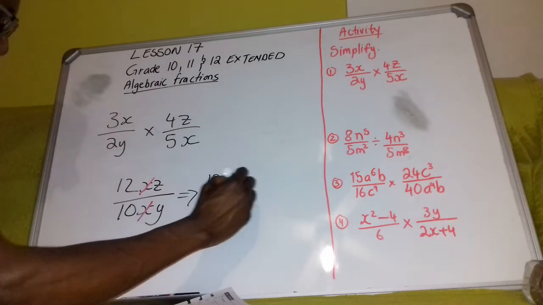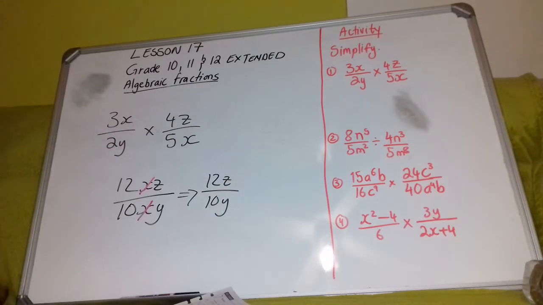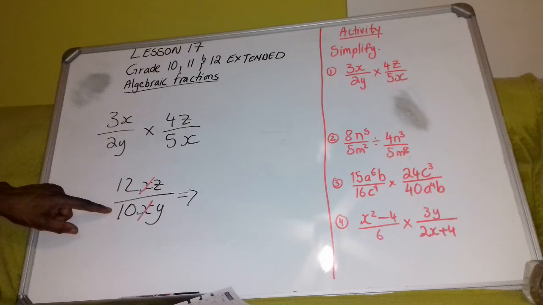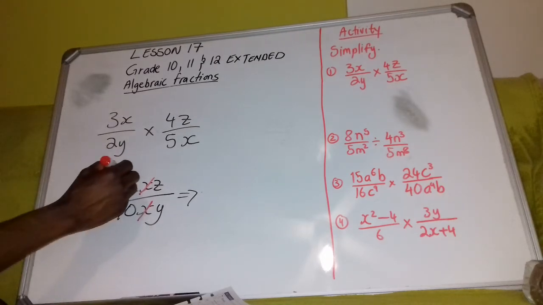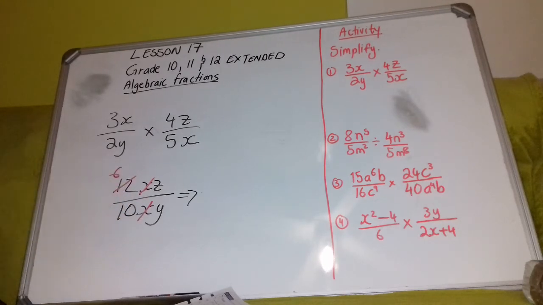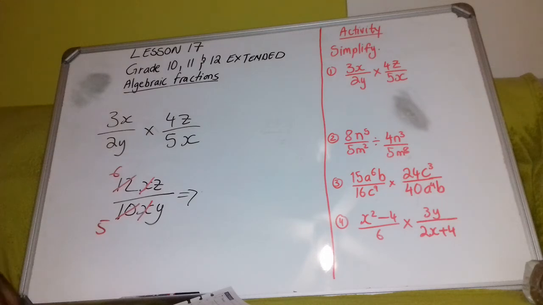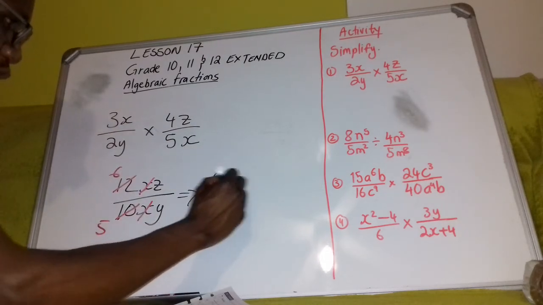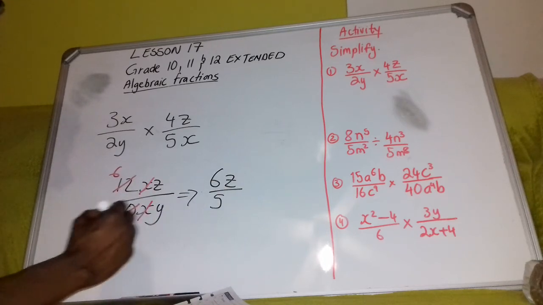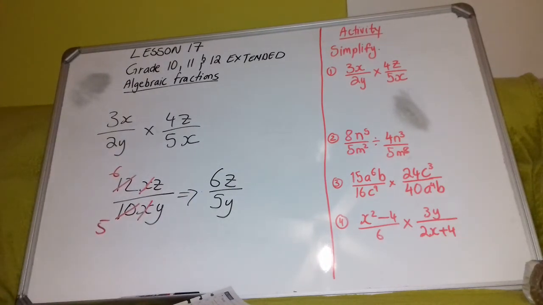Now, because there's something common here, the x will cancel out, so that in the end we have 12z over 10y. And remember, 12 and 10 have a highest common factor. They have a common factor of 2. 2 goes into 12 six times, 2 goes into 10 five times. So now we can write the final answer as 6z over 5y. That's the final answer.